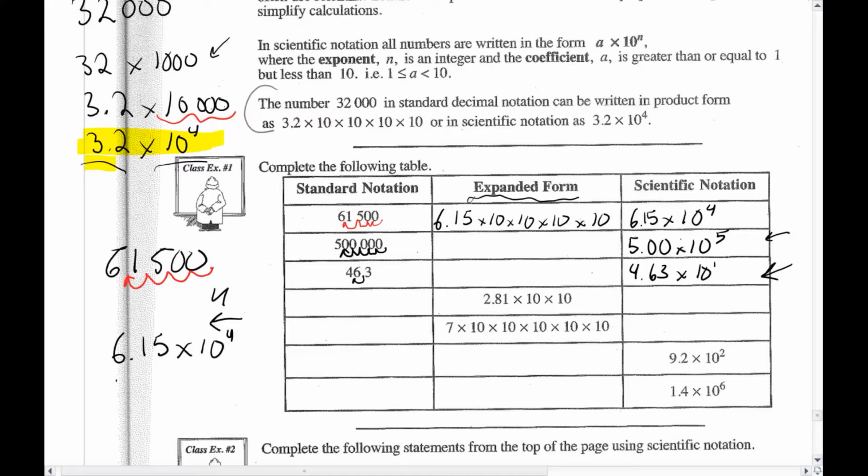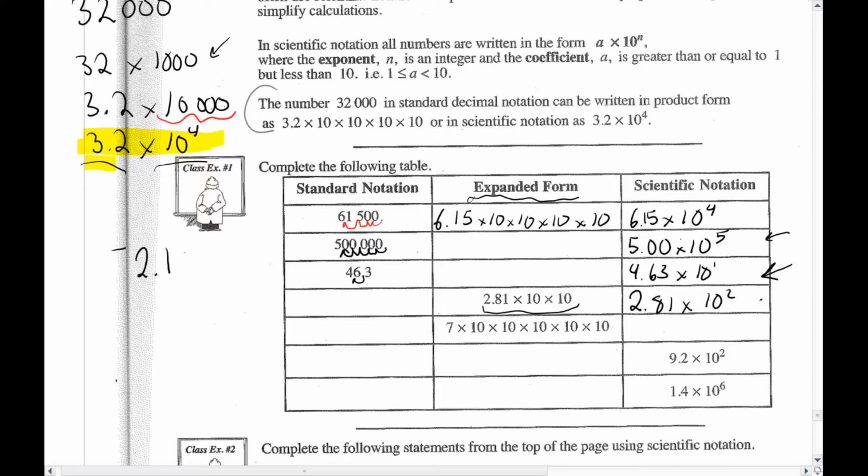easier to do it. Here they've given us 2.81 multiplied by 10 multiplied by 10. So it's 2.81 multiplied by 10 to the 2. So now we have scientific notation and we want to go back to standard notation. So the best way to do that is you go 2.81, and it's 10 to the 2.